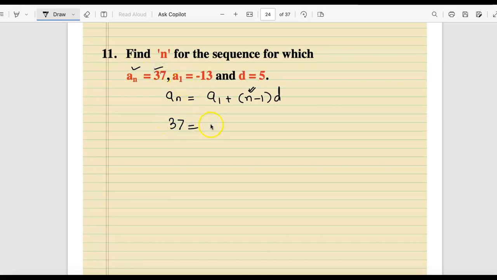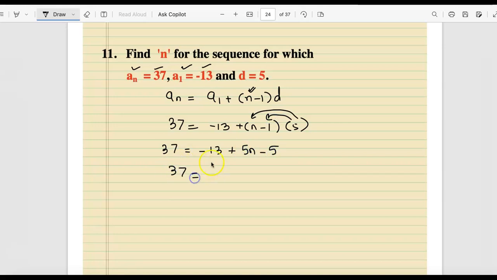Check. What about a1? Negative 13. Check. Plus n, I don't know n, but my d is what? My 5. Let's go ahead and simplify this so we'll get the answer. Negative 13 plus, over here I will use the distributive property of multiplication. So this will be 5n minus 5.